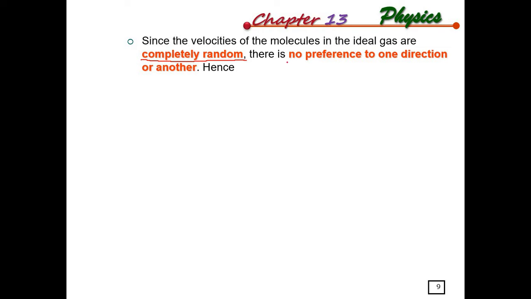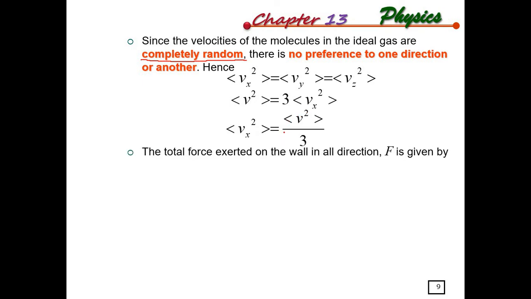There is no preference for one direction or another, hence the mean square velocity for the x direction equals that for the y direction and equals that for the z direction. So the total mean square velocity in the container equals 3 times the mean square velocity of the x direction. By rearranging the formula, the mean square velocity of the x direction equals the total mean square velocity of the molecules in the container over 3.